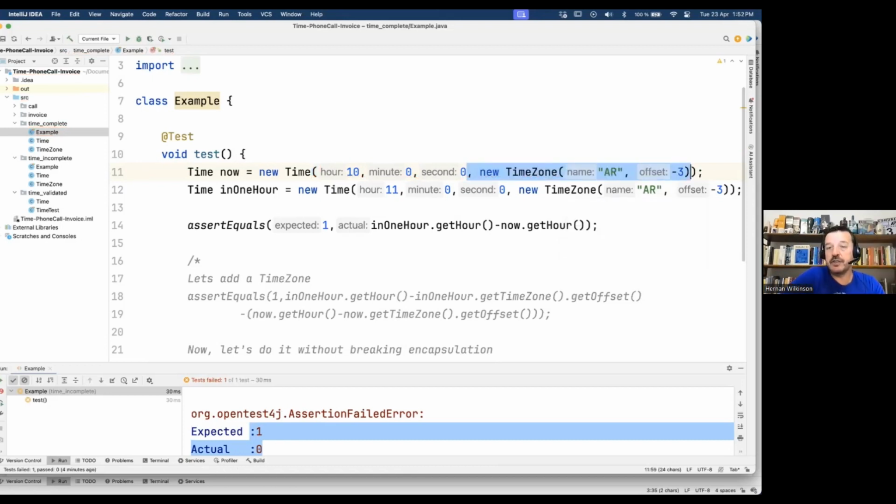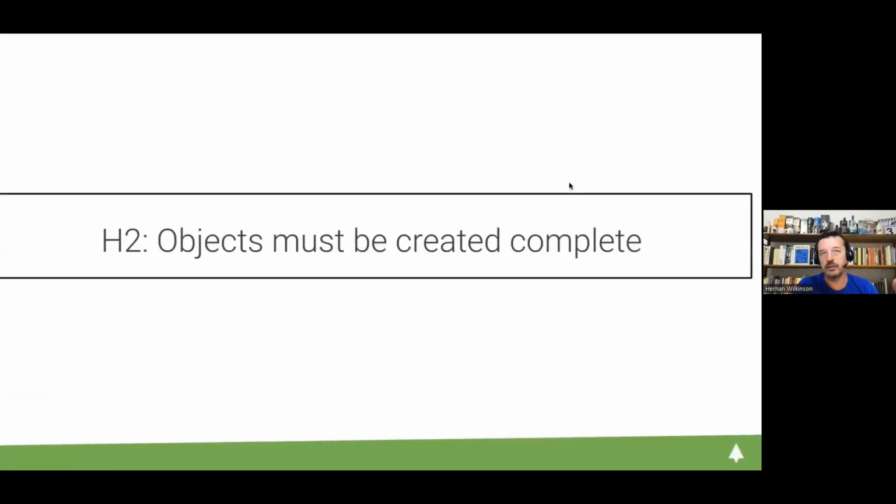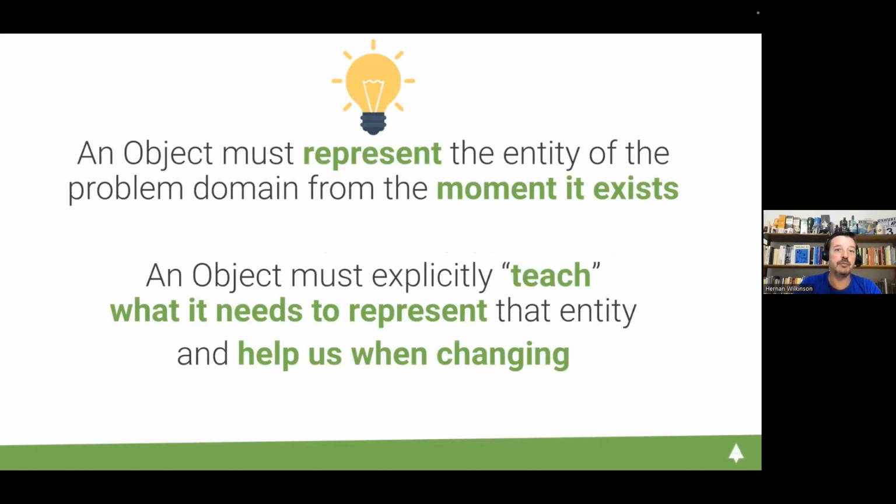So the good thing about this heuristic is not only that conceptually, when you have an object, it represents an entity. It also allows you to manage the change in your design. There's a lot of things to talk about this. Sadly, I don't have that much time. So basically, an object must represent the entity of a problem domain from the moment it exists. We should not have constructors with no parameter at all. We should always have one basic constructor to initialize an object when we create it. Therefore, the object will explicitly teach us what it needs to represent of that entity, and it also will help us change the code when that class or model changes.